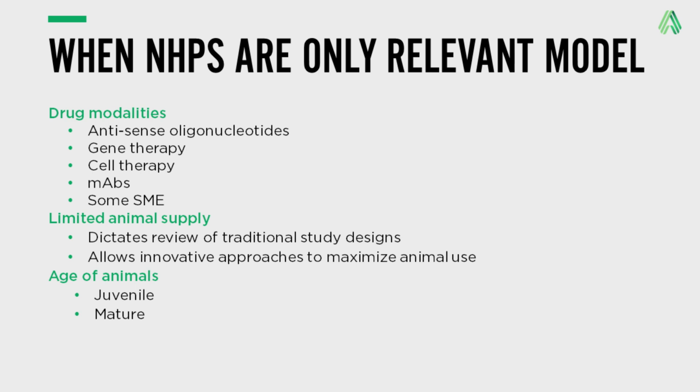When are the non-human primates the only model relevant to your research? Well, when you're working with antisense oligos, gene and cell therapy drugs, monoclonal antibodies, and even some select small molecules. Given the wide variety of drugs that would require the use of NHPs, we're faced with the current challenges of limited animal supply. Therefore, we as an industry need to challenge the status quo and come up with innovative approaches to maximize animal use. Later in the presentation, I will briefly speak regarding the use of juvenile animals of varying ages. So let's get right into this.